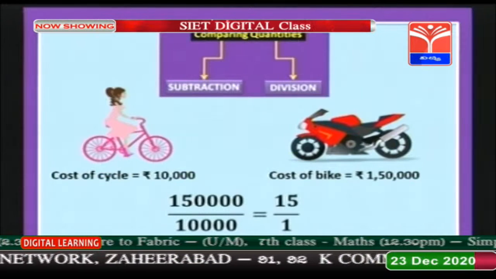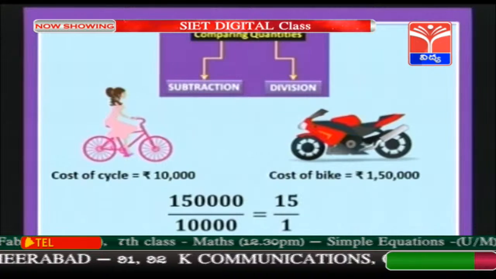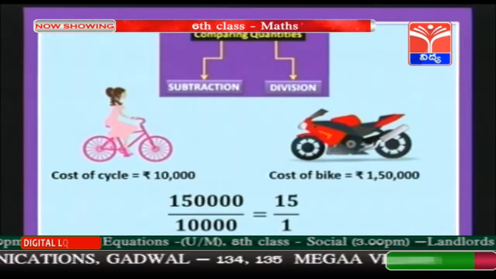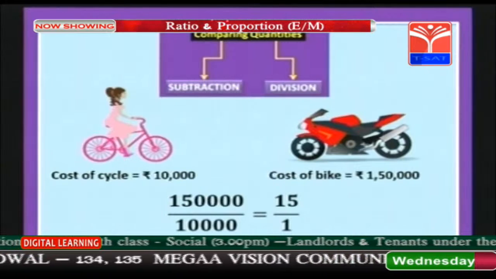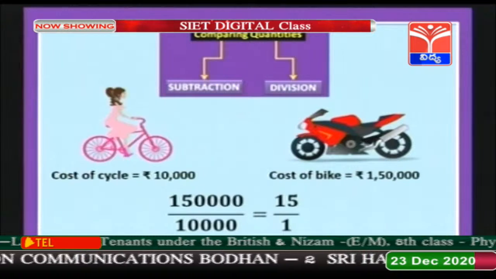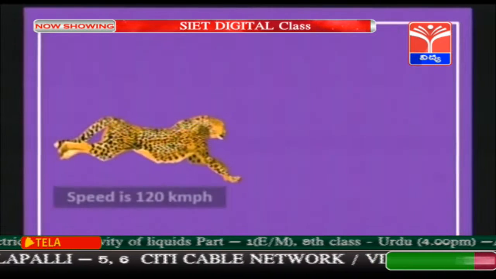Now what do you mean by this, children? Yes, that means I am comparing two quantities using division. Now this comparing of quantities using division is called ratio. Okay children. So when we compare any two quantities using division, we generally call that a ratio. Now let us see what actually a ratio is.